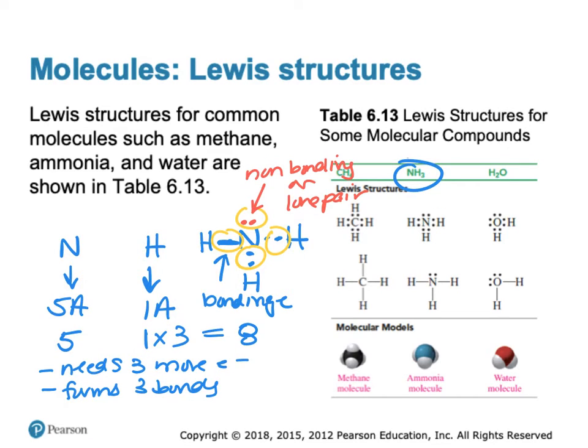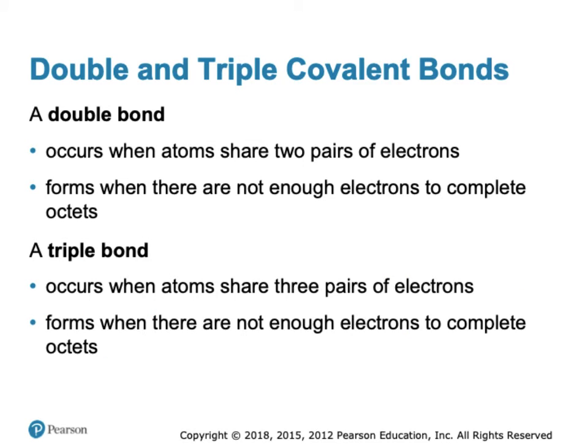So when the pair of electrons is not shared between 2 atoms, it is not part of a bond. It is called a non-bonding pair of electrons or a lone pair, and that's what's shown in red. Okay. All right, so now let's talk about double and triple covalent bonds. A double bond occurs when atoms share 2 pairs of electrons, and this forms when there are not enough electrons to complete the octets. A triple bond occurs when atoms share 3 pairs of electrons, and this forms when there are not enough electrons to complete octets. So we're going to look at this in some specific examples.